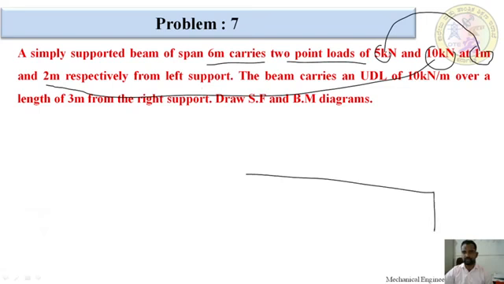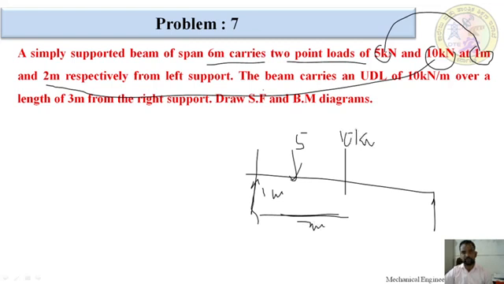First of all, I am going to draw the simply supported beam. After that, one point load of 5 kilonewton at a distance of 1 meter and 10 kilonewton at a distance of 2 meter from the left support. We have to take from the left support only. Up to here we are having 2 meter and the magnitude is 10 kilonewton.